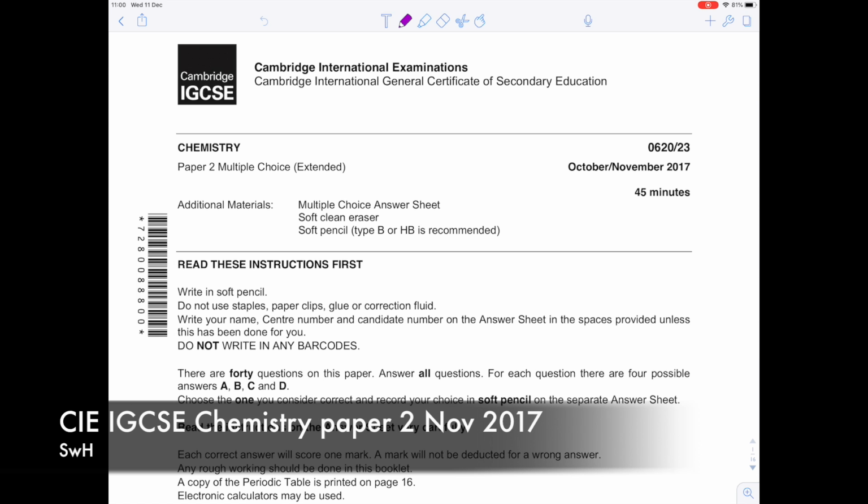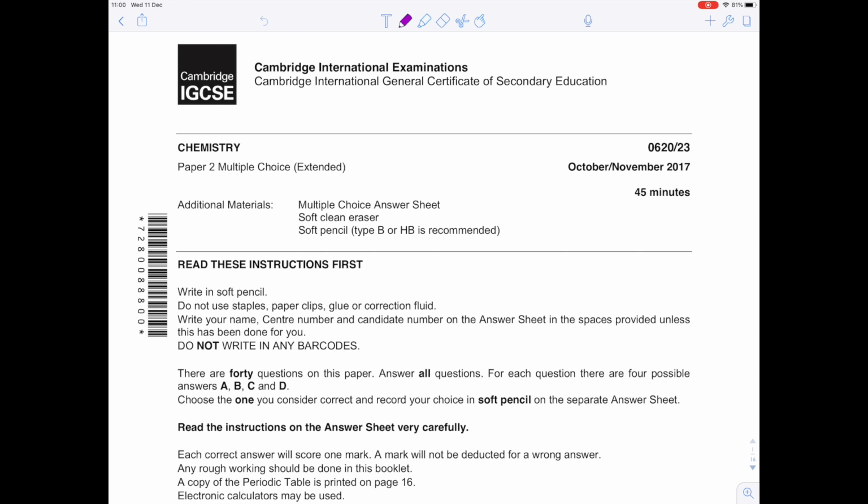In this IGCSE CIE talk-through, we're going to be going through paper 2, the multiple choice paper, which is an extended paper. This is from November 2017.